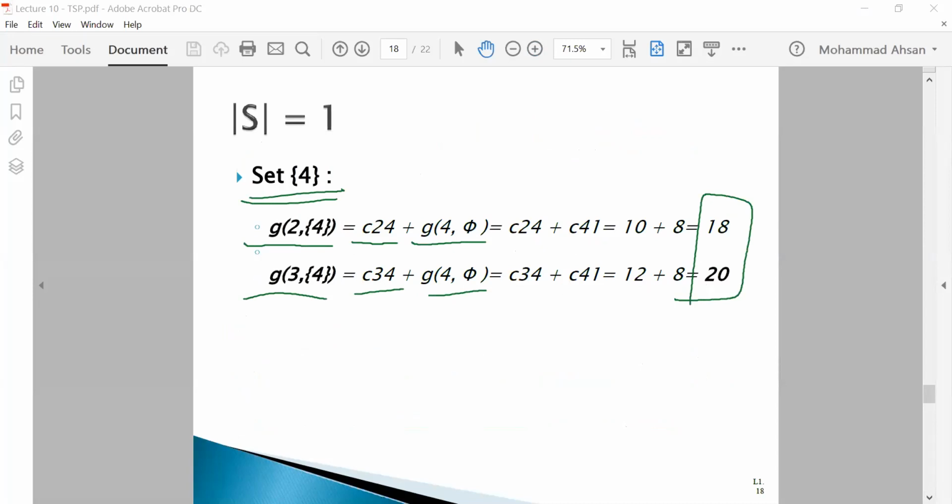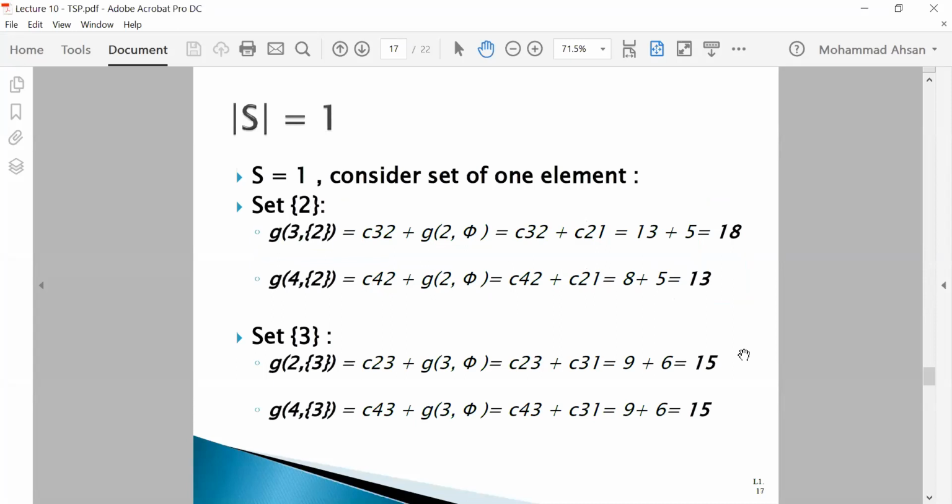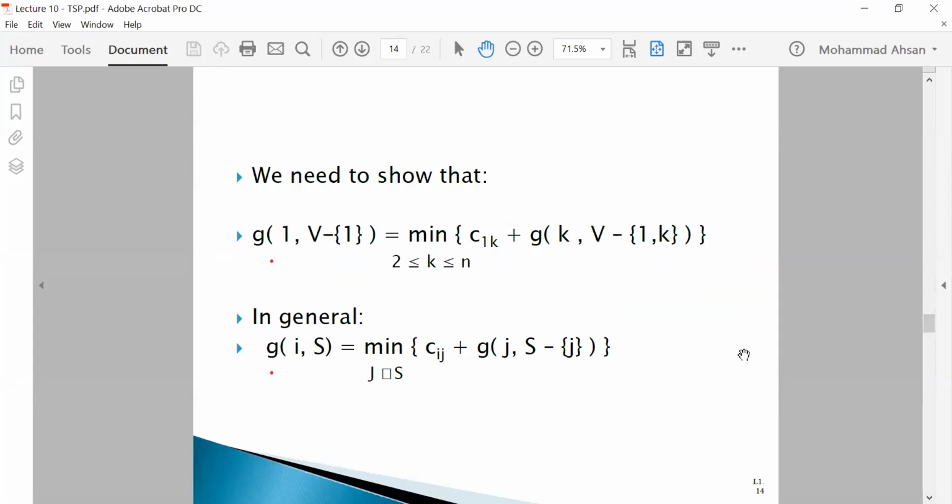Since for every starting point there is only one choice here, we don't find the minimum. If you look at the equation, your k goes from 2 to n, right? So if the number of vertices here is only 1, then you don't have a choice for k. You just have one choice. So there is nothing like calculating the minimum of the 2 or the 3. That will arise in the next scenario.